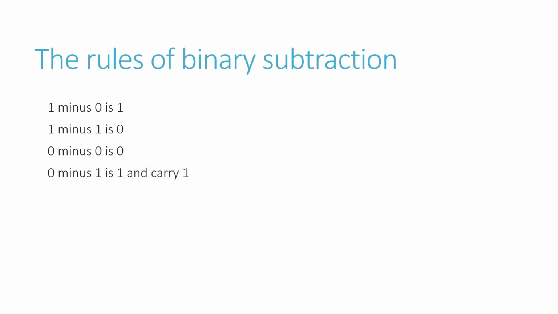There are 6 rules altogether. So here are the first 4. 1 minus 0 is 1, and 1 minus 1 is 0, and 0 minus 0 is 0. I think those are pretty straightforward.